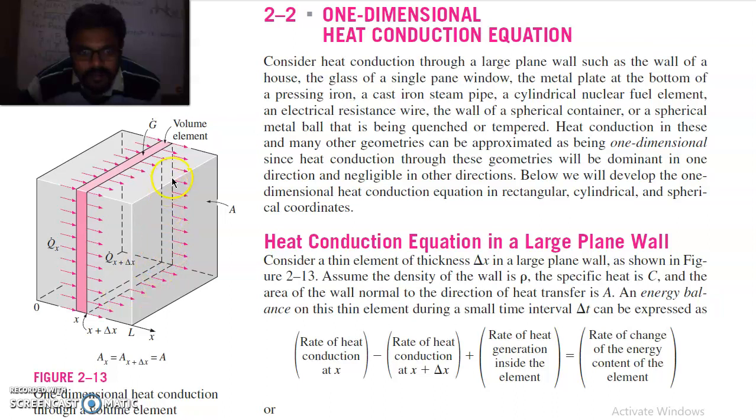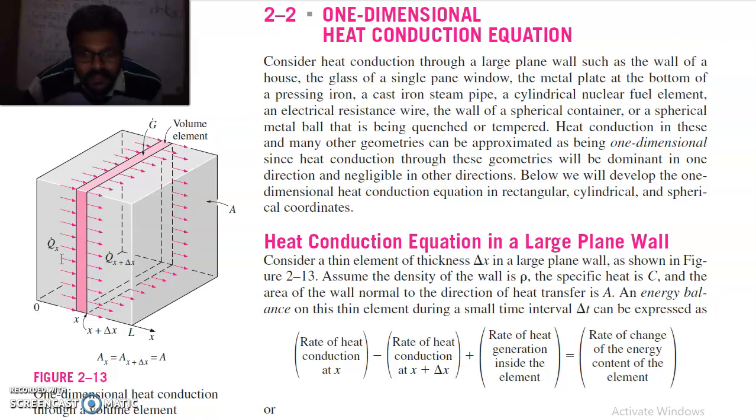We take an example here, that is one-dimensional heat conduction through a volume element in a large plane wall. So this is a thin element of thickness del x in a large plane wall. Assume the density of the wall is rho, the specific heat is C, and the area of the wall normal to the direction of heat transfer is A.